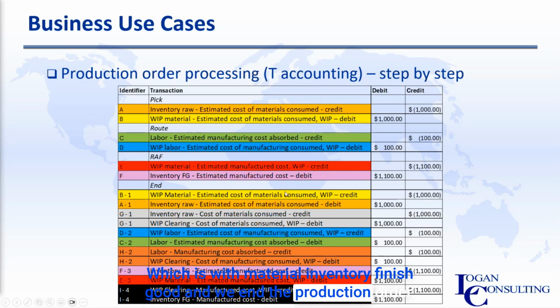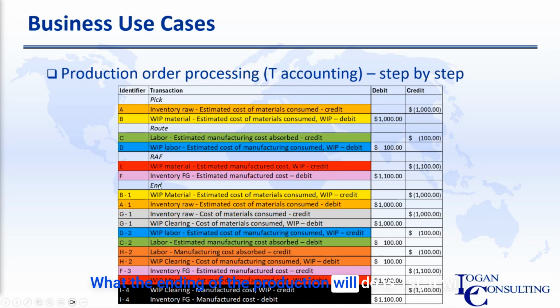And we end the production order. What the ending of the production order will do is first it will reverse each one of these transactions. So it says reverse the pick.